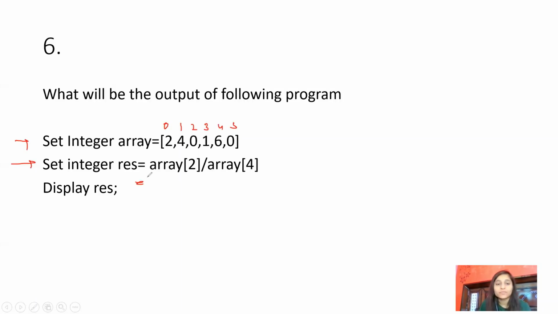Now array of 2 will be this value, that is 0. And then array of 4 is this value, that is 6. If you divide 0 by any number, the output will be 0. So res will be storing 0. When we display res, 0 will be printed. Hence the answer is 0.